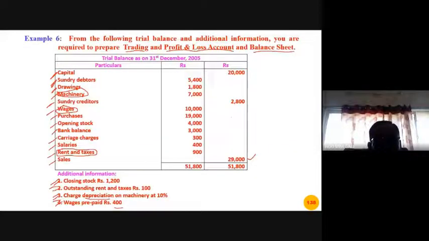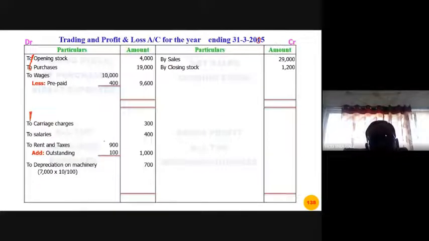Yes, every item from the trial balance is taken once and all the adjustments are taken twice. Okay, problem is complete. Now let us balance the trading account first of all. Which column is showing higher total, debit column or credit column? Just observe the debit column and credit column of a trading account. Which column is showing more total? Debit.